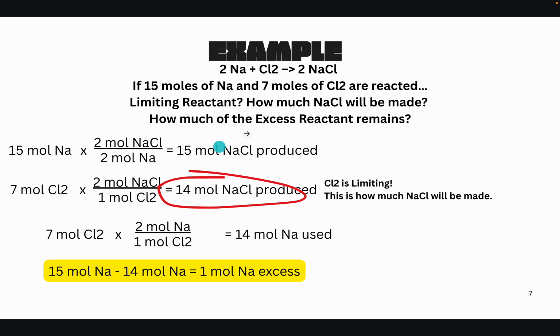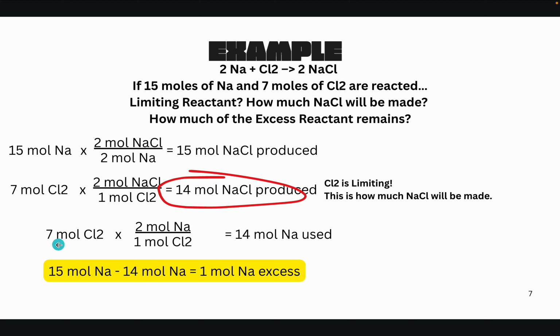So limiting reactant, that would be Cl2. How much NaCl will be made? That would be 14 moles of NaCl. Now to find excess remaining, we find that we have already used up all the limiting reactant. Remember, you used up every single mole of the limiting reactant, right? So now we need to find out how much of the excess we did use up.